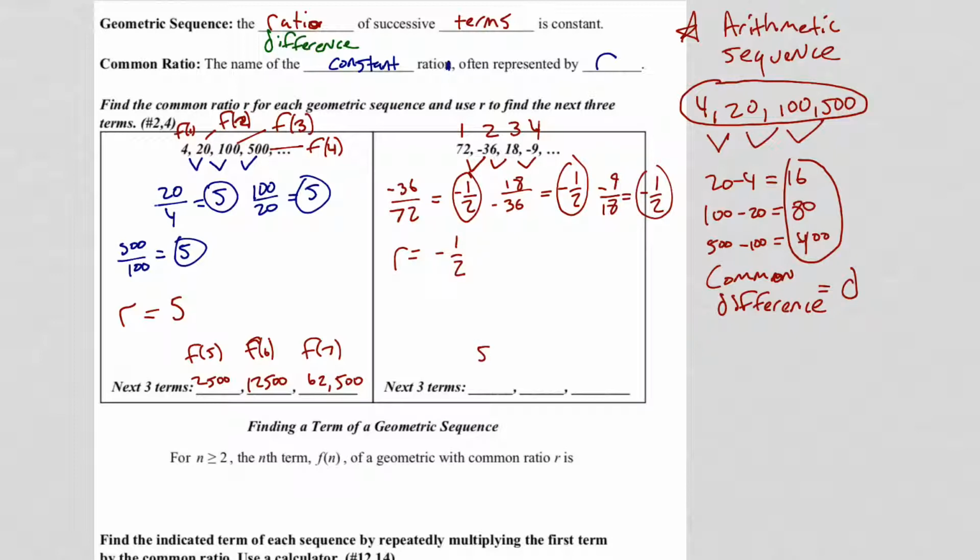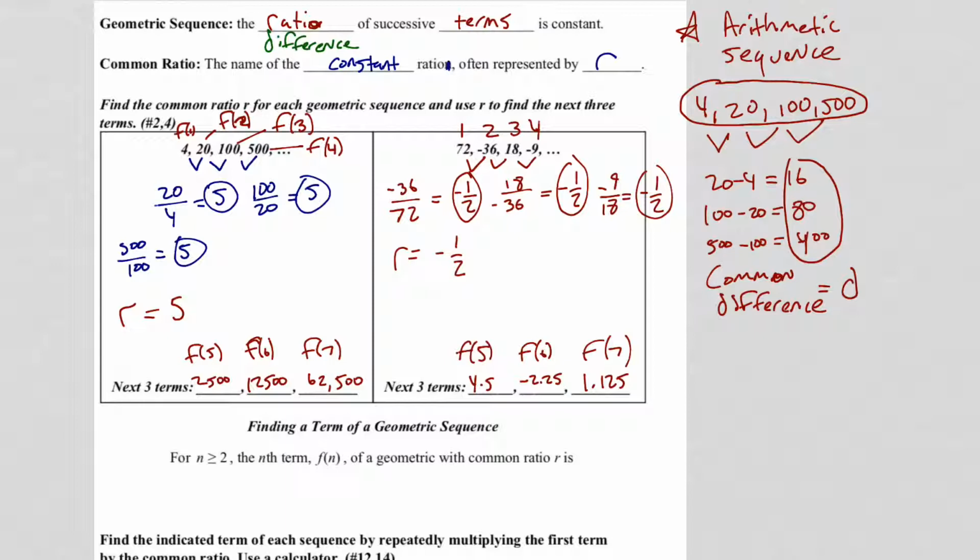Here's f of 5, f of 6, f of 7. So to find the next 3 terms, you're going to have to take negative 9 and multiply it by negative 1/2. And that's going to be a positive 4.5. The next term times the negative 1/2, negative 2.25. And then the next term times the negative 1/2, 1.125.